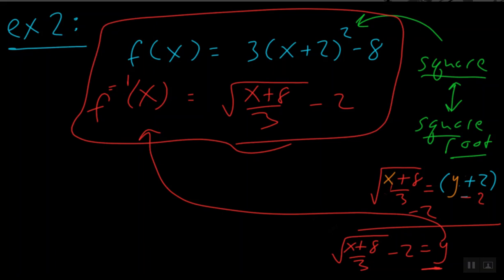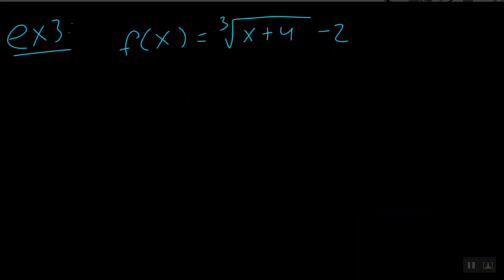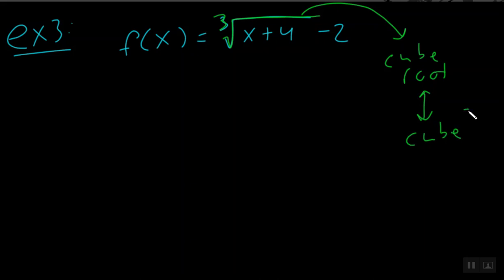Alright, let's move on to example 3. For example 3, we have f of x is equal to the cube root of x plus 4 minus 2. And what you have to know is that, much like a square root, for a cube root, the inverse is actually going to be a cube. We could even put the little 3 up top so you know what we're talking about.